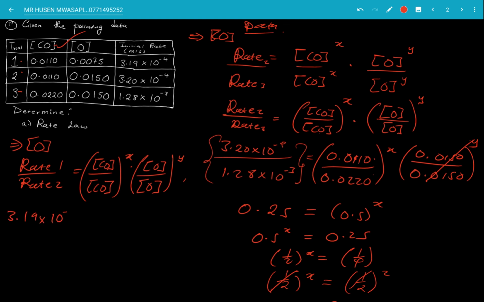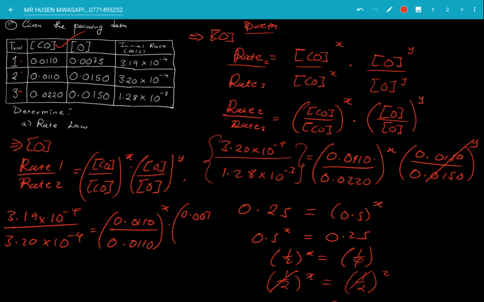3.19 times 10 to the minus 4 over 3.20 times 10 to the minus 4 being equal to the concentration of carbon monoxide with respect to trial 1, which would be 0.0110, over the concentration of carbon monoxide with respect to trial 2, which is 0.0110, to the x, times the concentration of oxygen with respect to trial 1, which would be 0.0075, over the concentration of oxygen with respect to trial 2, which is 0.0150, and this would be to the y.